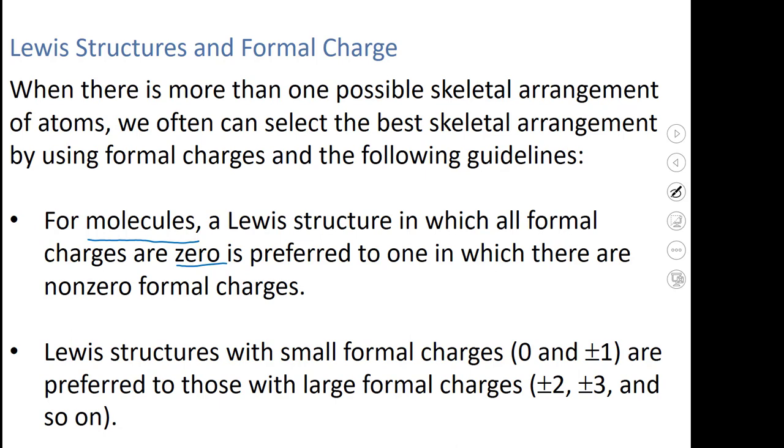The second rule, kind of building up from that, is, well, if it's impossible to get everything 0, at least get them to be small charges. So 0s and plus or minus 1s. Bigger charges, +2, +3, etc., those start making it unstable because that means the electrons are not very evenly distributed and they're going to lean more one way than the other and get closer to being ionic.